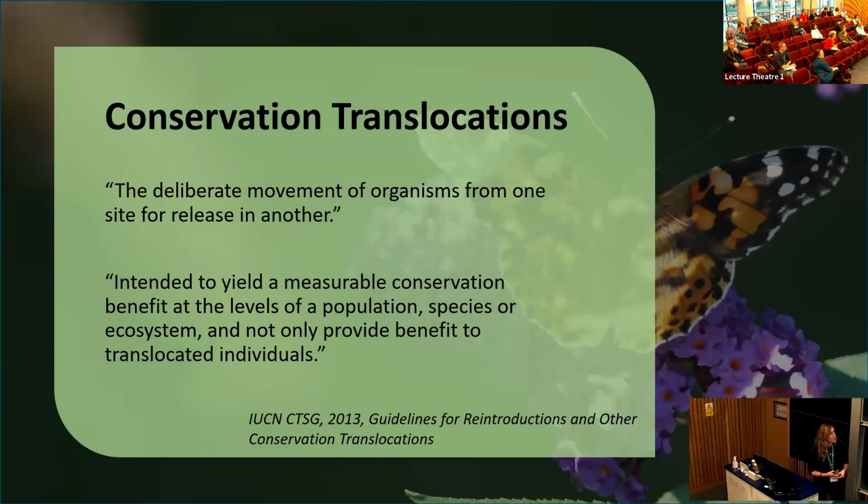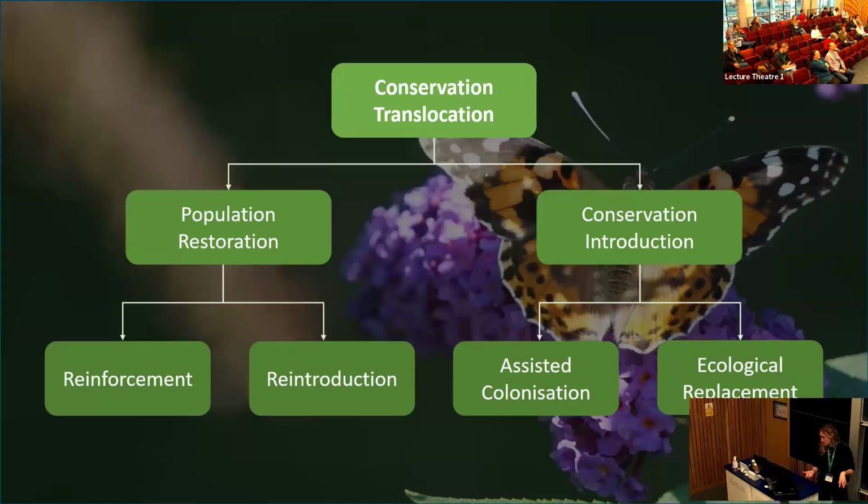So a conservation translocation is any deliberate movement of an organism from one release site to another. It is intended for the conservation benefit of the population, not just the animals that you're moving. So it's a broad term, for the species as opposed to just the animals being moved, though it usually is beneficial for those as well. All of these definitions are in the IUCN's guidelines for reintroductions. They're freely available online.